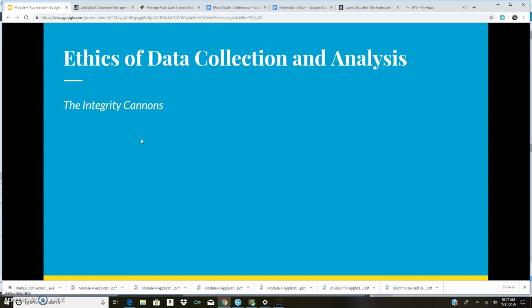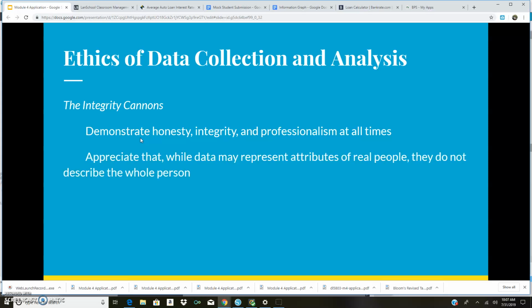The first one is the integrity canons. Demonstrate honesty, integrity, and professionalism at all times. This might sound obvious, but it's a very important concept to keep in mind at all times. All levels of education need to develop this culture. Appreciate that while data may represent attributes of real people, they do not describe the whole person. While data is vitally important to educators, it in no way describes the whole person.